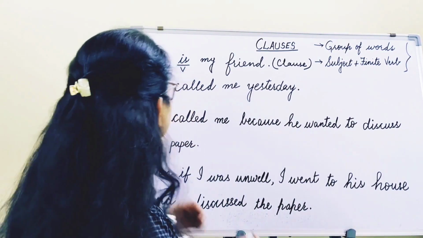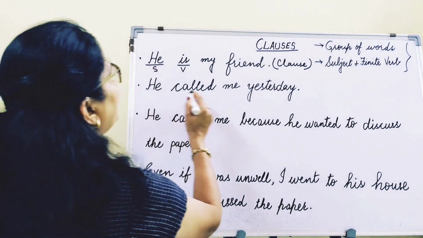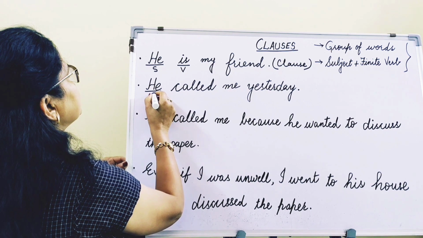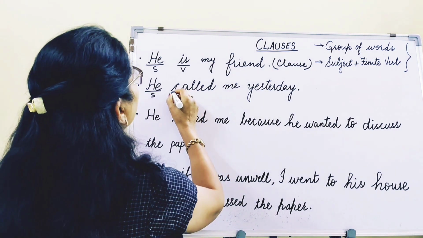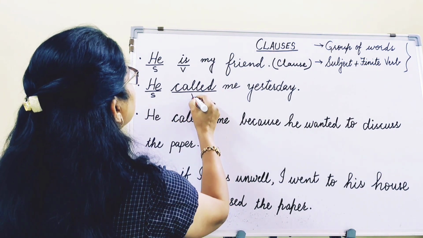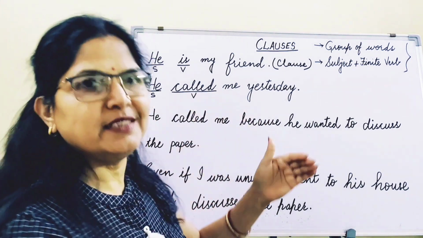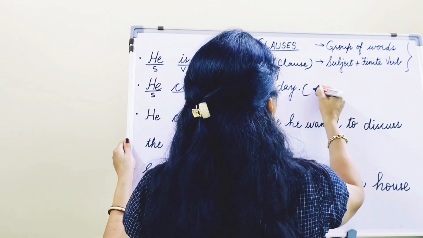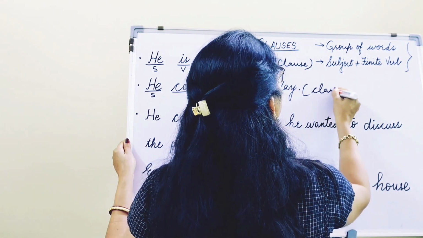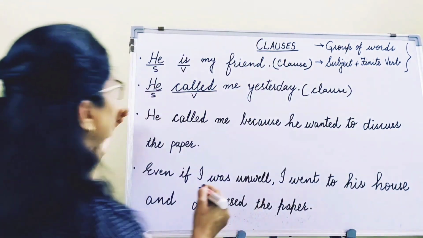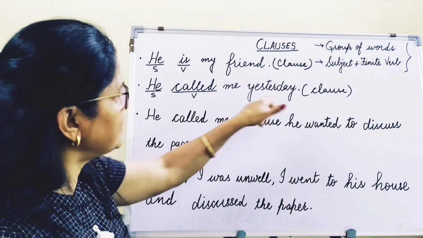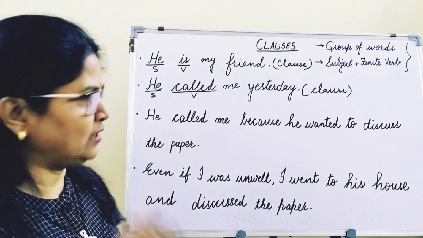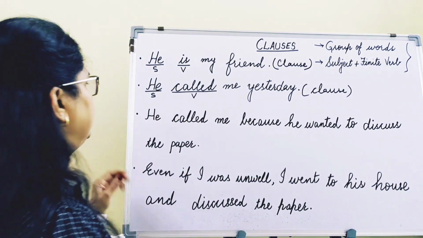Now you see the second sentence. He called me yesterday. If you see here, he is the subject and called is a finite verb. So he called me yesterday. It's a clause. Or even you can say it's a sentence with one clause. In this sentence, there is only one subject-verb combination, so it has one clause. Okay. Now you see third sentence.